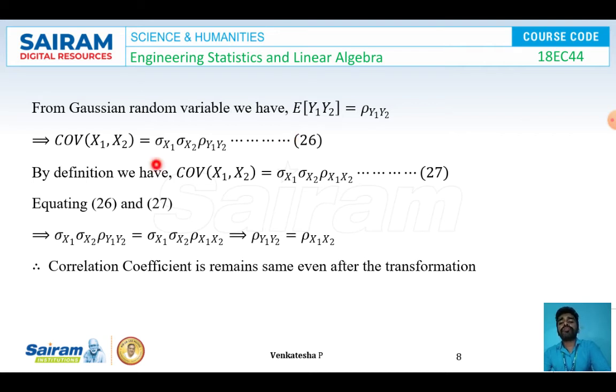And by the definition of covariance of x1 x2, we have the formula that covariance is equal to sigma x1 sigma x2 into rho x1 x2. Call this one as equation number 27. Now I am going to equate the equation 26 with 27. So I got the expression sigma x1 sigma x2 into rho y1 y2 is equal to sigma x1 sigma x2 rho x1 x2. So cancelling the sigma x1 sigma x2 on both the sides, I got the expression rho y1 y2 is equal to rho x1 x2.